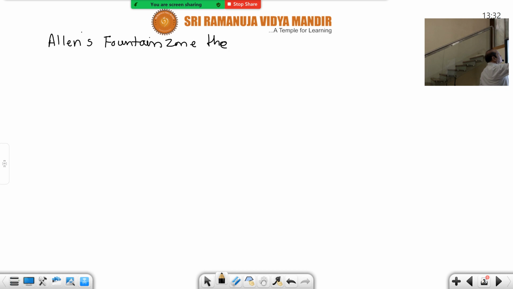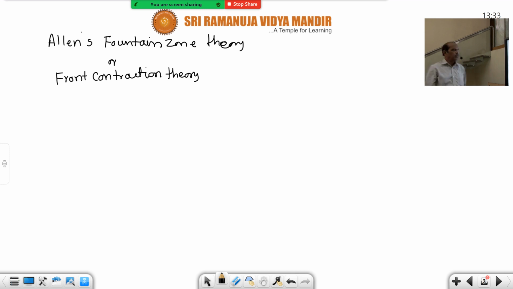It is also called front contraction theory. Gel contracts at the anterior end. That's why it is called front contraction theory. According to this theory, pseudopodia form due to the contraction of gel in the front region. Just like water coming from a fountain, the endoplasm flows and forms the pseudopodia in the direction of movement.